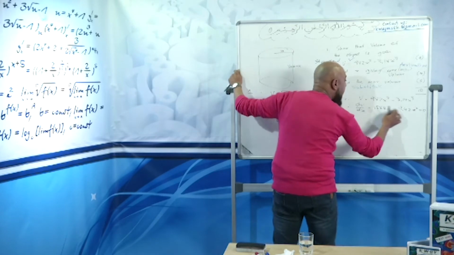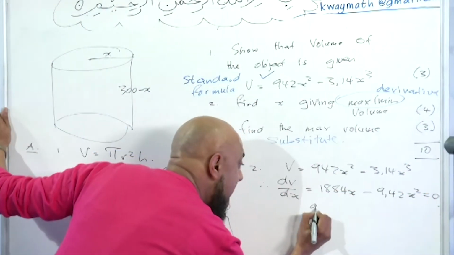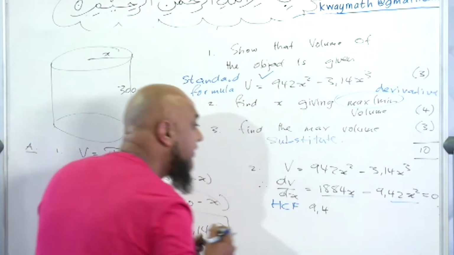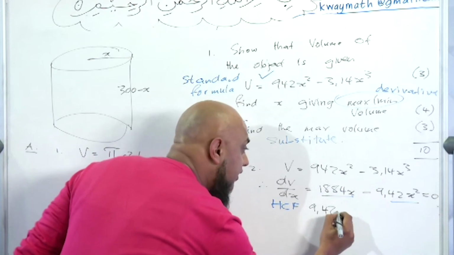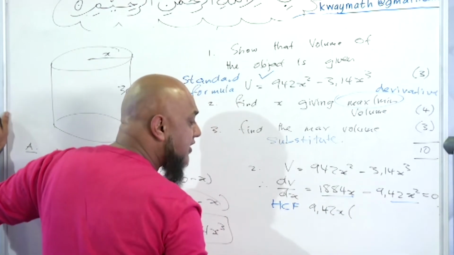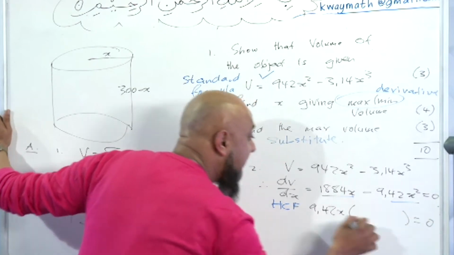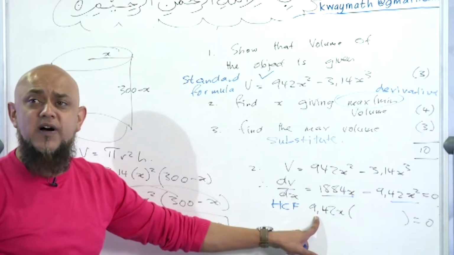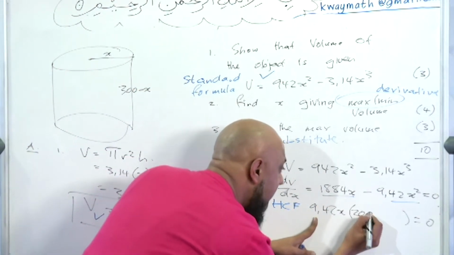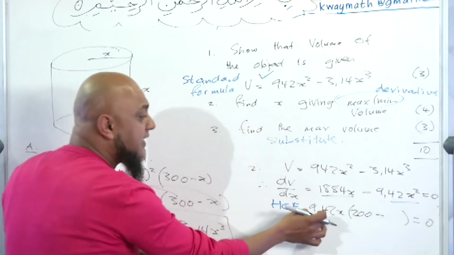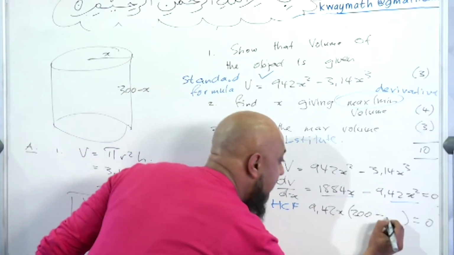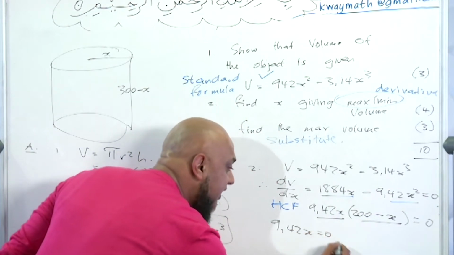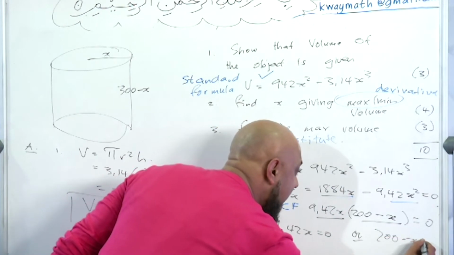So take out your highest common factor. What's your highest common factor here? 9,42. I'm taking out the highest common factor. I've got 2 terms equal to 0. So 9,42 x is my highest common factor. Now how do I find my other 2 factors? I take each term and I divide it by what I took out. So 1884 divided by 9,42 will give me 200, minus 9,42 x squared divided by 9,42 x will give me x. So I've got 2 factors equal to 0. I got 9,42 x equal to 0, or I got 200 minus x equal to 0.